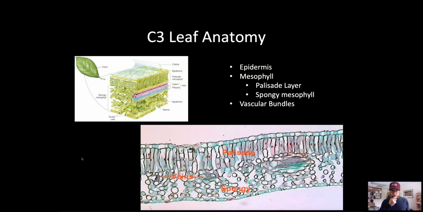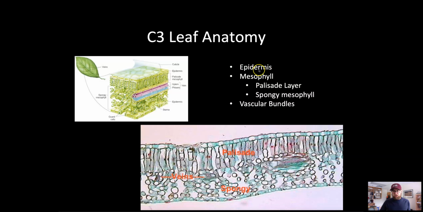So these are a couple images or cross sections of a C3 leaf. We'll get into what C3 versus C4 is a little bit later. You can see the picture on the bottom is an actual cross section of a leaf, and this picture in the upper left is a cartoon or drawing of a leaf. So there's a few aspects of the leaf I want you to become familiar with.